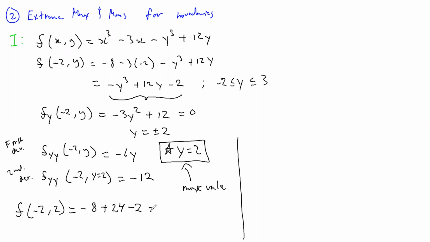So this is going to equal 14. All right, so that's for y is equal to 2. Now for y is equal to negative 2, essentially using the same equation, I'm just going to plug y equals negative 2 back into the second derivative.